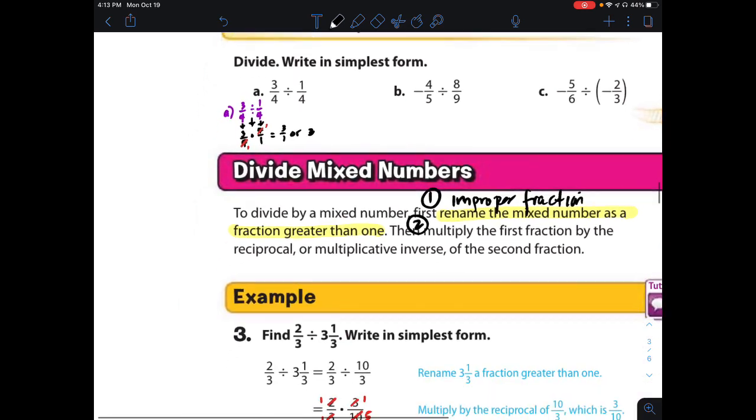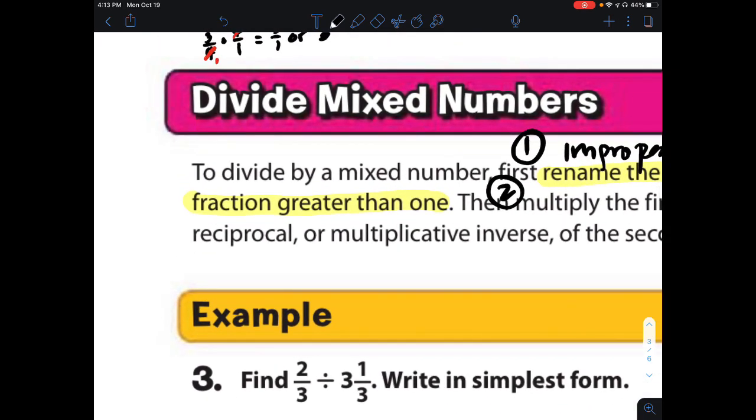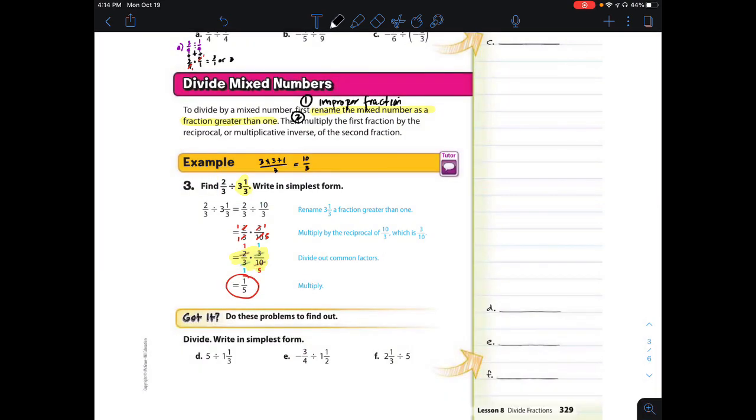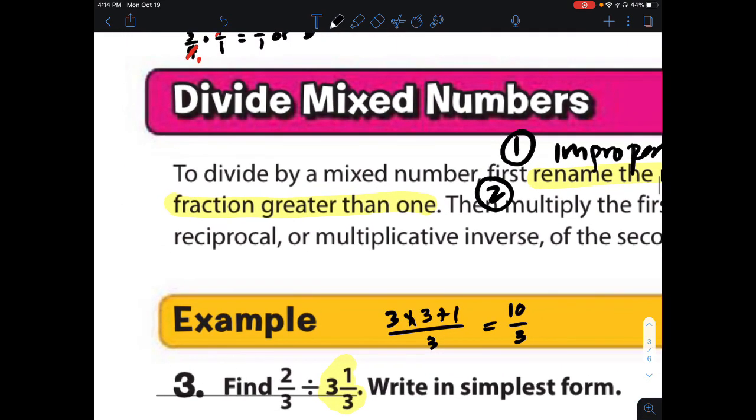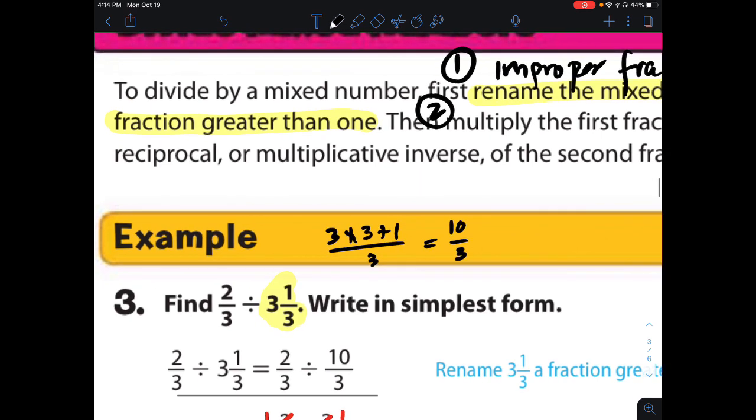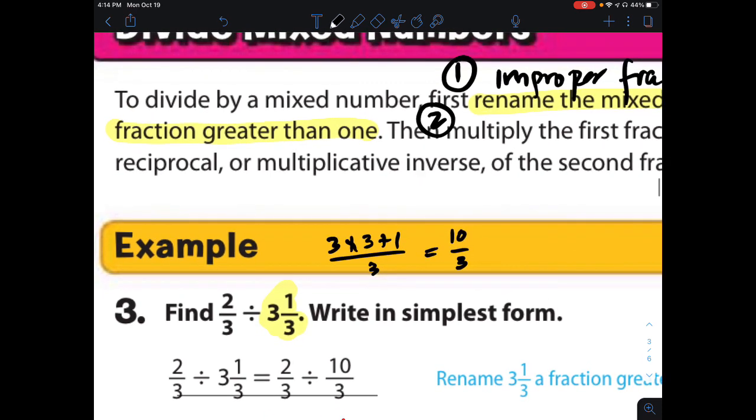Okay, so let's take a look at how this works. Let's find 2/3 divided by 3 and 1/3. So here we have a mixed number. We need to convert that into an improper fraction. 3 and 1/3 converted into an improper fraction is the same as 3 times 3 plus 1 all over 3, or 10/3. So 3 and 1/3 is actually 10/3. So we can rewrite 2/3 divided by 3 and 1/3 as 2/3 divided by 10/3 right there.